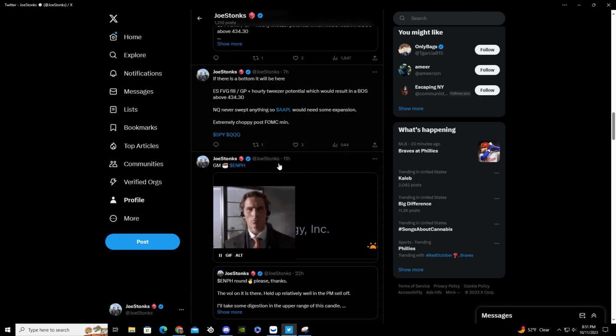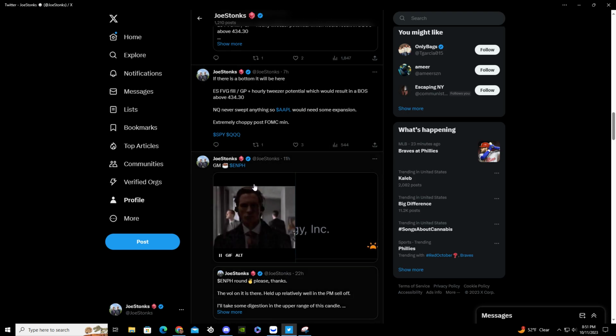ES FVG fill plus GP, hourly tweezer potential, which would result in a BOS above 434.30. I'm not going to pull the trigger and front run this, guys. 434.30 is the BOS. It's the valid BOS in which we'd probably see upside before the FOMC minutes came out, the little document that comes out. I don't really care what it is, but it's high impact news.